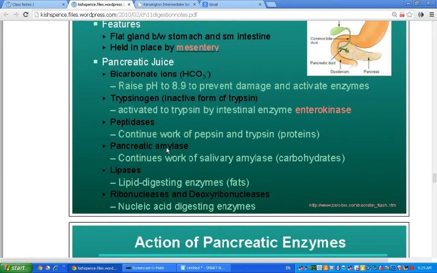Okay, so pancreatic amylase. Remember we talked about salivary amylase. So salivary amylase started breaking down the carbohydrates in the mouth. So pancreatic amylase is now going to act in the small intestine in order to break down the carbohydrates even further. Lipases, "-ase" means it's an enzyme. Lip is referring to lipid. So they help to break down lipids. And then there's also ribonucleases and deoxyribonucleases. So these are enzymes that act on ribonucleic acid and deoxyribonucleic acid. So they break down RNA and DNA, basically.